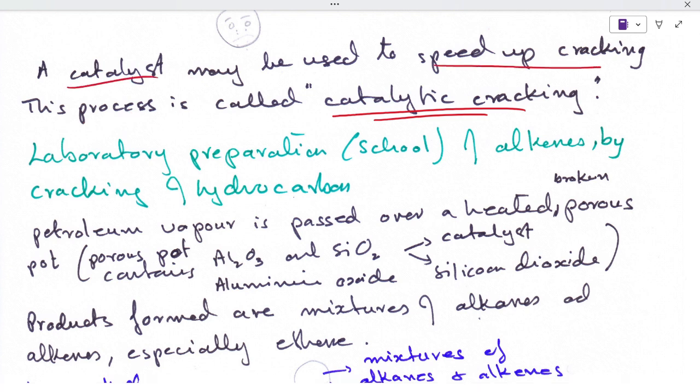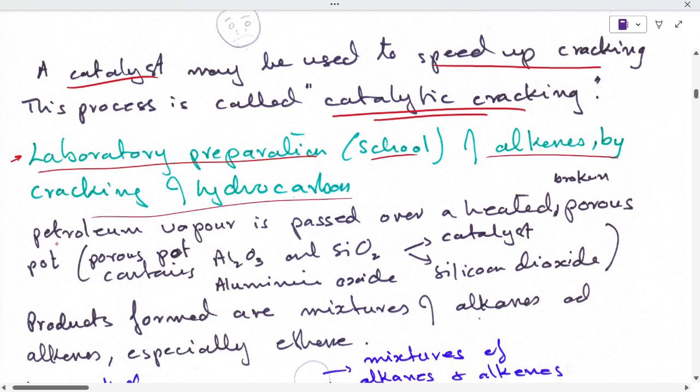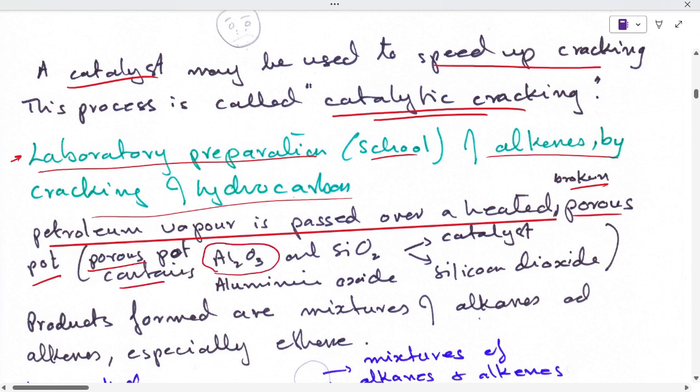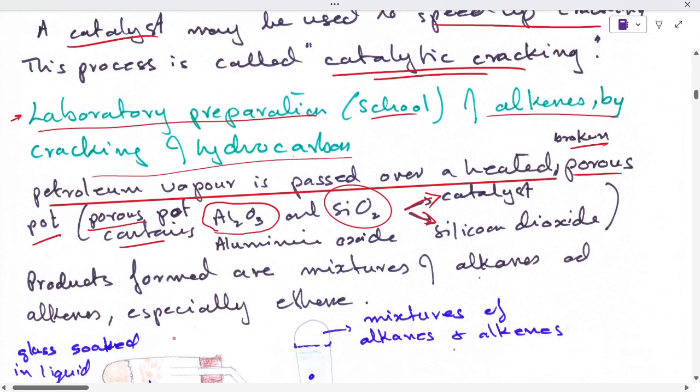Now we come to the laboratory preparation, that is in school, of alkenes by cracking of hydrocarbons. Petroleum vapor is passed over a heated, broken porous pot. Now the porous pot, as I have written in the bracket, contains aluminium oxide Al2O3 and silicon dioxide SiO2, which act as catalyst. Now the products formed are mixtures of alkanes and alkenes, especially ethene.